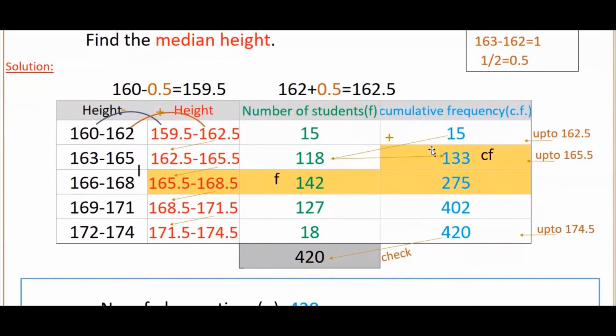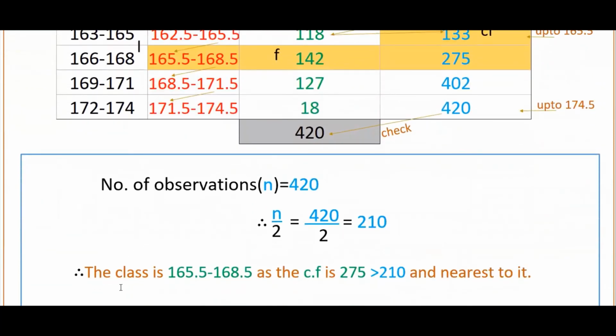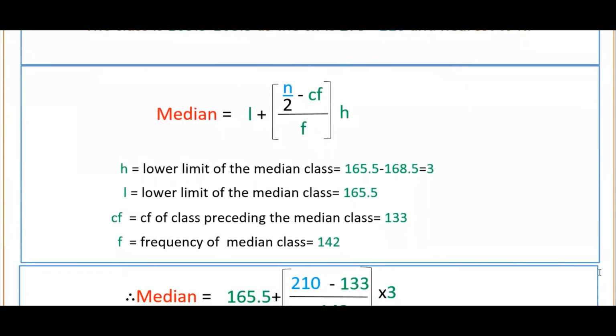And 210, you have to check in the cumulative frequency values. 210 is nearer to 275. 275 is greater than 210 and it is nearer to this value. So you have to take this value, and the class interval for this value is 165.5 to 168.5 and the f value, the frequency value, is this one, and CF you have to take the previous one. So 133 is CF and L is this one, 165.5, N is 420 by 2, that is 210.